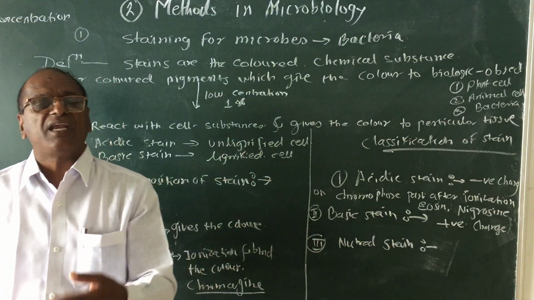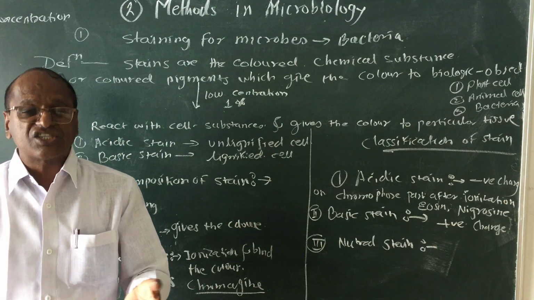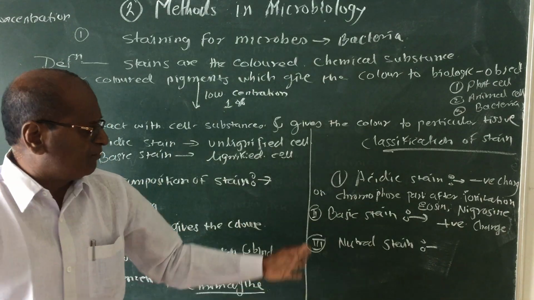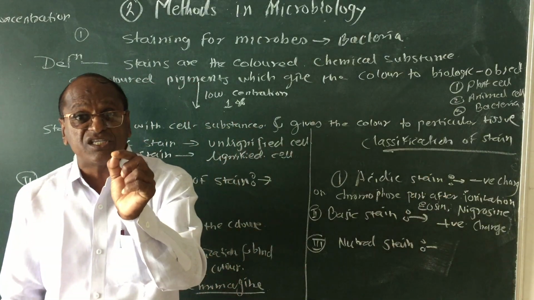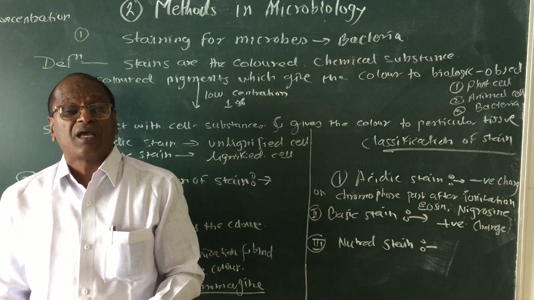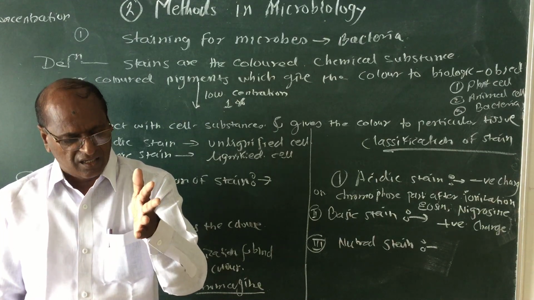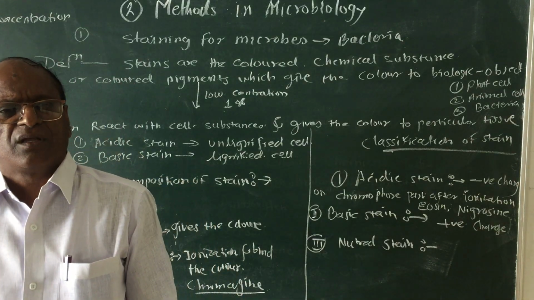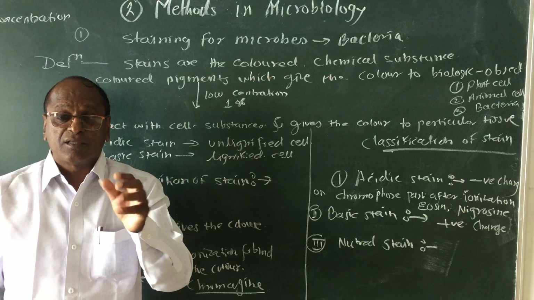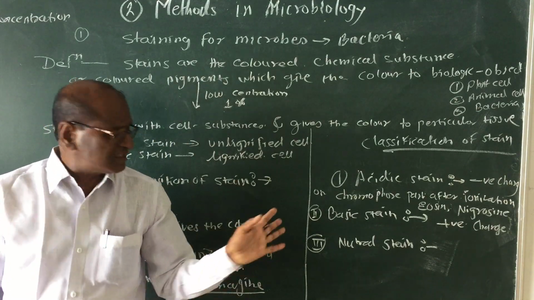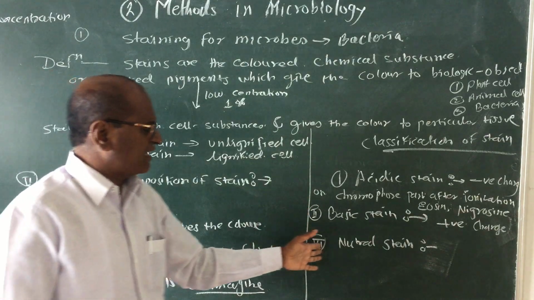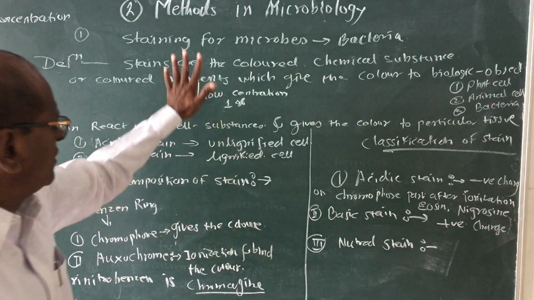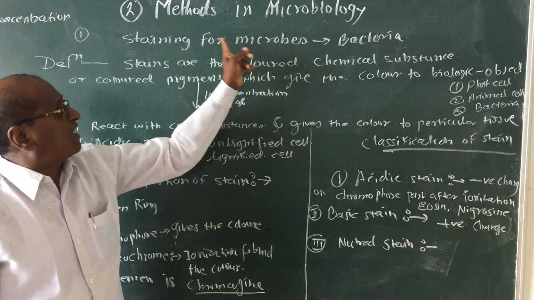For example, the safranin is a basic stain. The crystal violet is a basic stain. Methylene blue is a basic stain. We already studied that methylene blue chemically consists of methylene plus chloride. The methylene has the positively charged chromophore, hence it is a basic stain. The next stain is the neutral stain. The neutral stain may be positively or negatively charged. This is the introductory part about the stain.